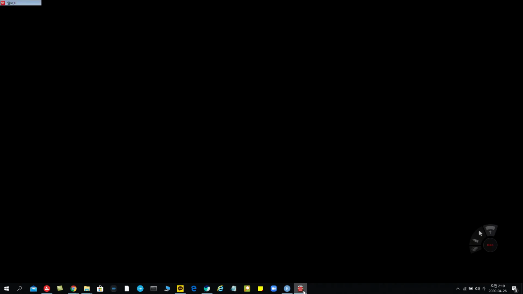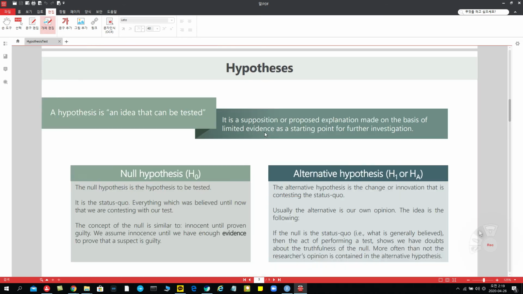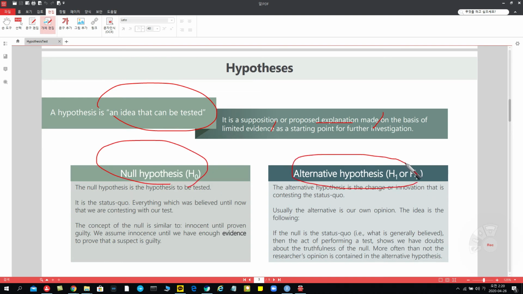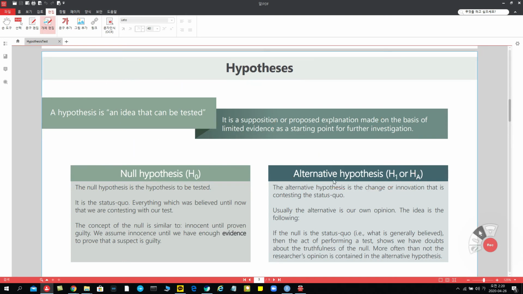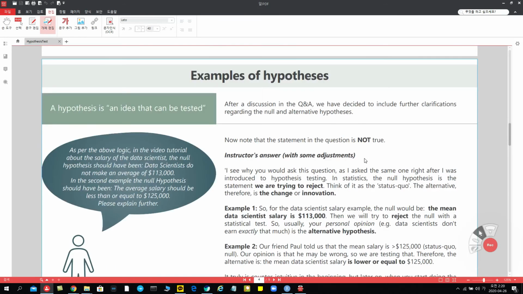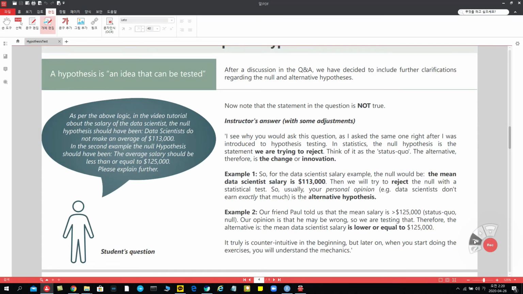So a hypothesis is an idea that can be tested. It is a supposition or a proposed explanation made on the basis of limited evidence as a starting point for further investigation. This one is the null hypothesis. Actually, we want to support the alternative hypothesis. Okay, I think this is the hypothesis this way.